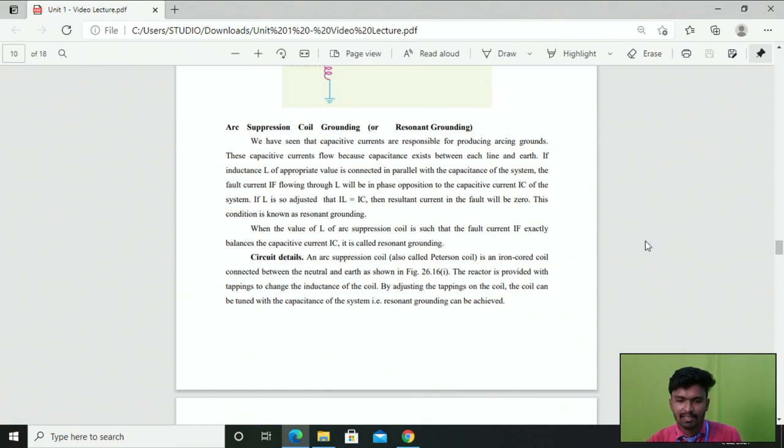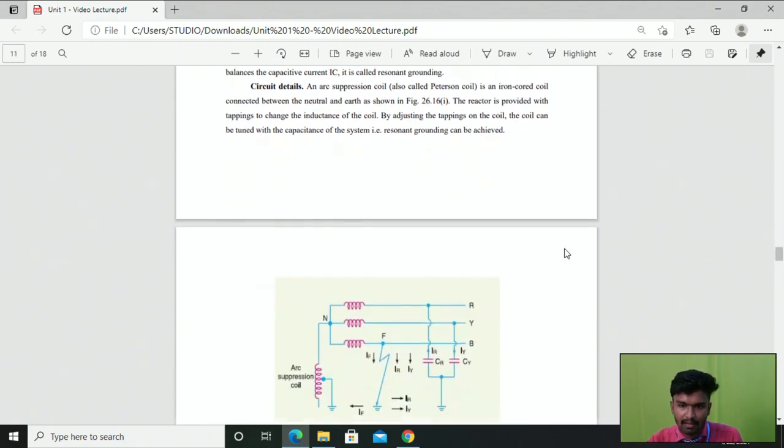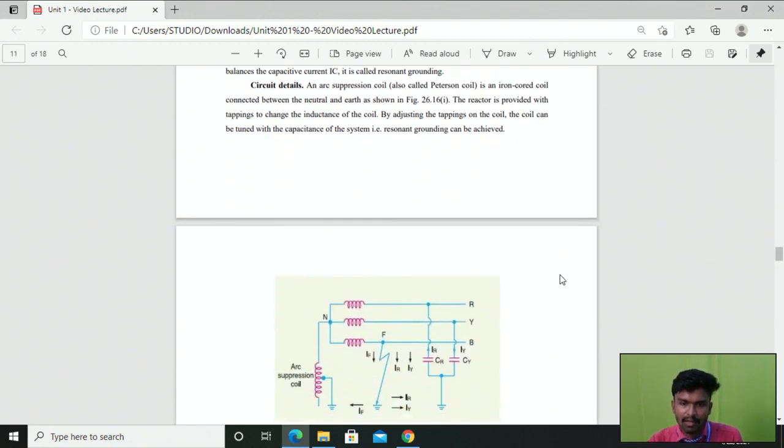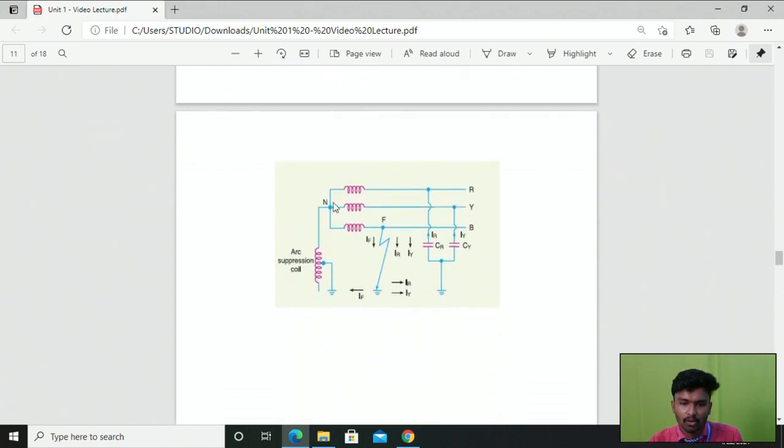So the resonance condition is nothing but the capacitive current being equal to the inductive current, right? When the value of L of the arc suppression coil is such that the fault current IF exactly balances the capacitive current IC, it is called resonance grounding, right? Then you can look at this circuit here, where the arc suppression coil is shown. That is also called the Peterson coil, which is connected between the neutral point and the ground, right?